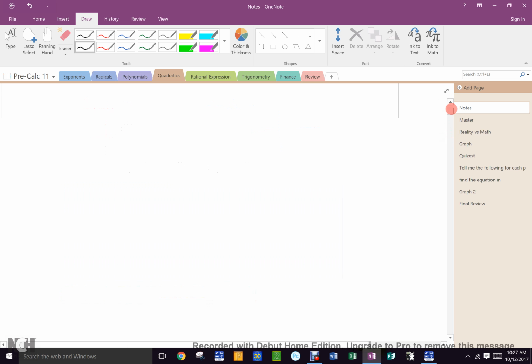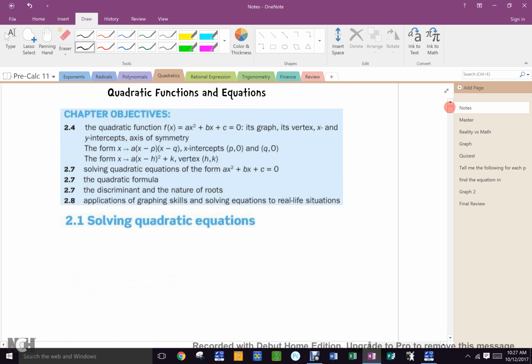The very first thing, the very first objective today is to discuss quadratic functions.